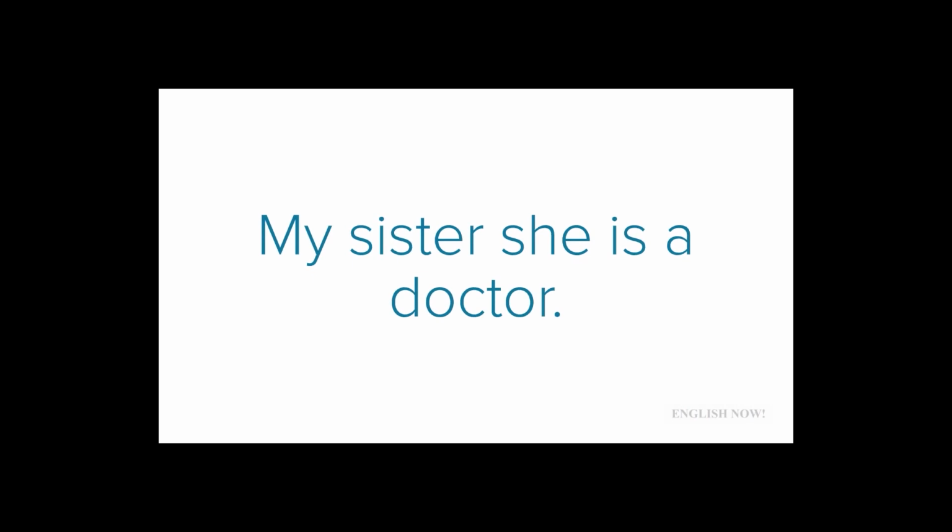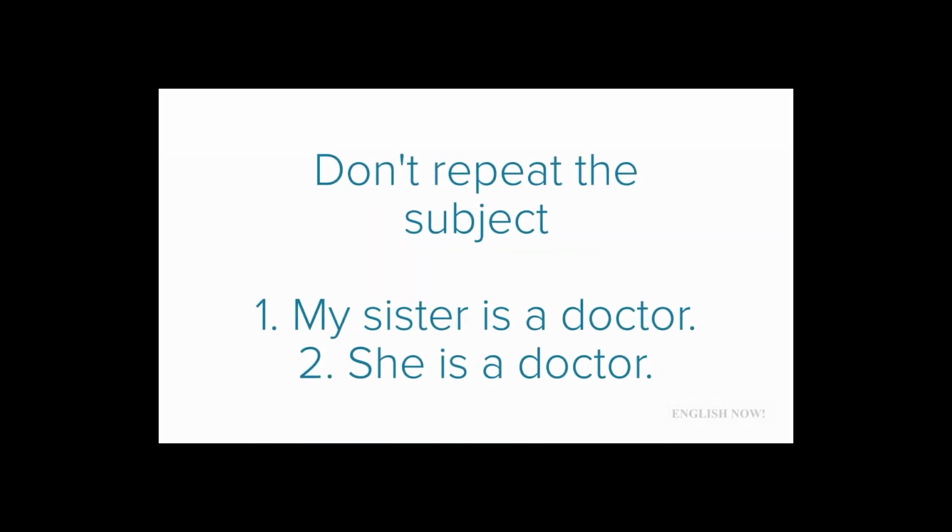And the next one, my sister, she is a doctor. What's the mistake here? In this sentence, the student repeated the subject, which we don't have to do in English. So we could have two different choices for a correct sentence here. It could be my sister is a doctor, or she is a doctor. But we don't have to repeat my sister and she because it's the same person and it's the subject of the sentence here.